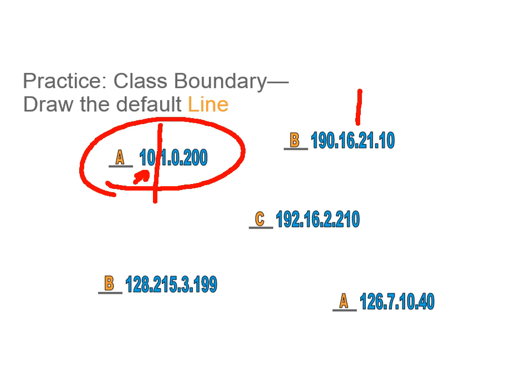On a class B address, the default line, if you will, the default for the network versus the host is 50-50. The first two numbers represent the network, and these last two numbers represent the actual host on that network.